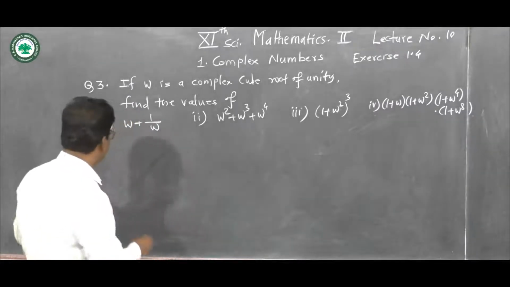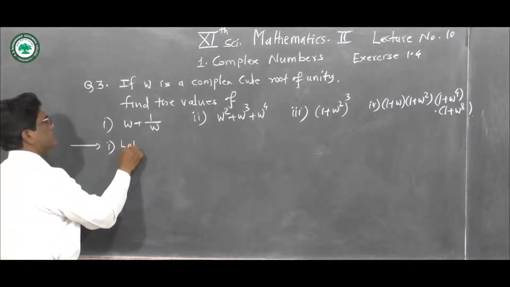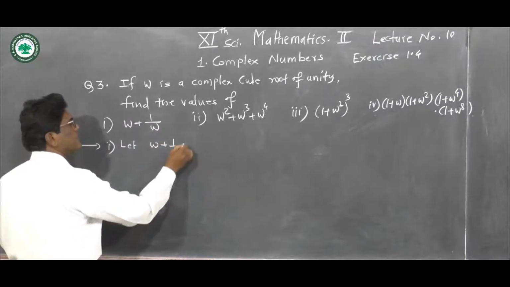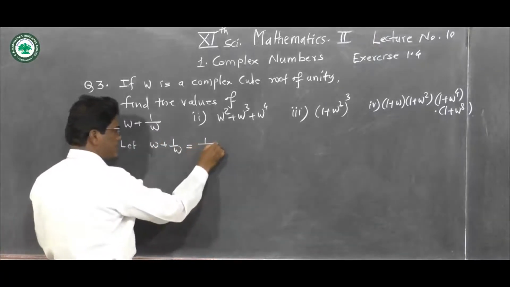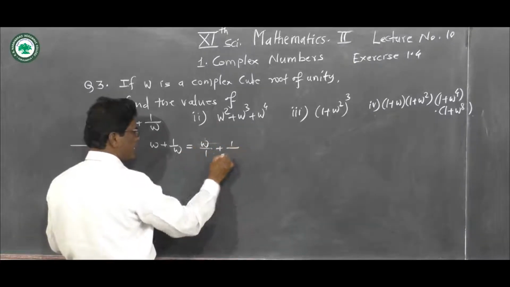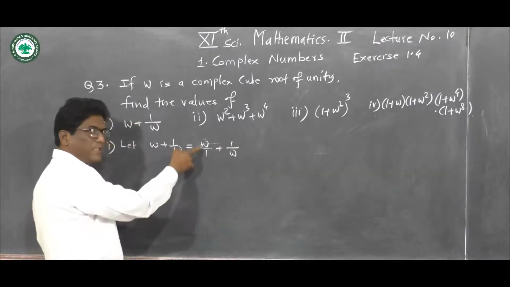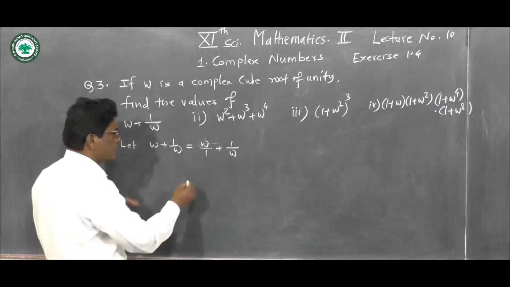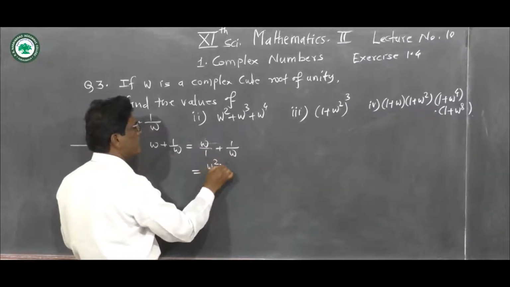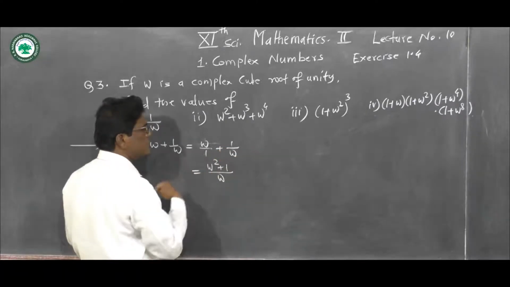Now first problem. Solution of the first problem. Let omega plus 1 upon omega. We write omega as omega upon 1, and 1 upon omega. Here the denominator of omega is 1. Now we take the addition. How do we take the addition? Omega into omega, that is omega square, plus 1 into 1, divided by 1 into omega.